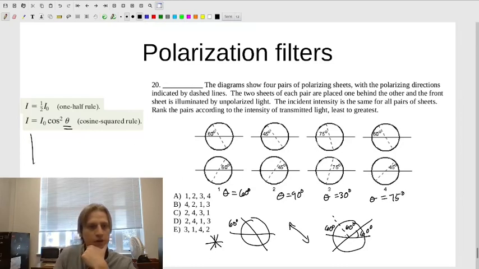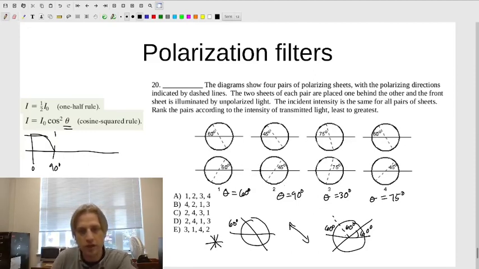Okay, now remember what cosine looks like. Cosine goes from big down to 0. Cosine squared goes from 1 to 0, from 0 to 90. So really all we have to do is rank the pairs according to the transmitted light, least to greatest. So the least light is going to get through when the two filters are perpendicular to each other, when there's a 90-degree angle between them. So our least is going to be 2.